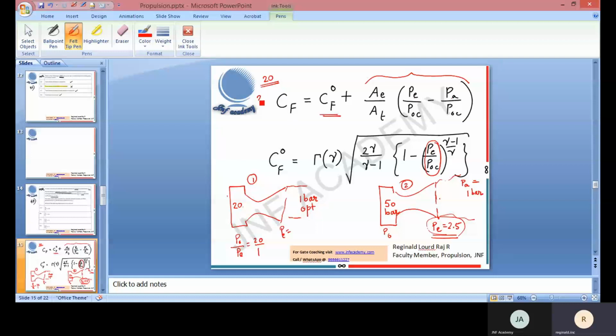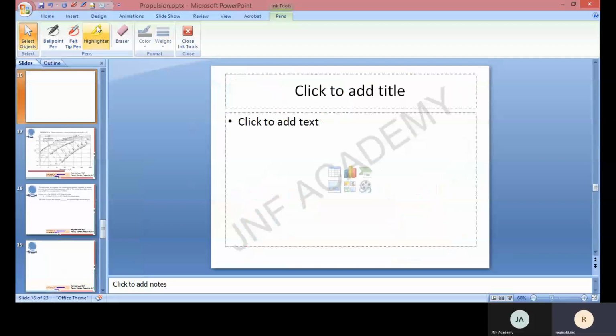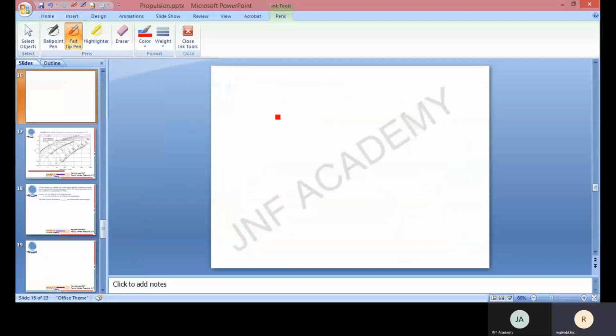But when you have the nozzle working at 50 bar, the CF optimum will remain the same, but there will be an additional contribution because of the expansion outside the nozzle. And that will give you a small addition to the thrust. So conceptually, if you know the CF optimum and the additional part, you can easily say CF2 will be CF1 plus AE by AT into (PE minus PA) by POC.